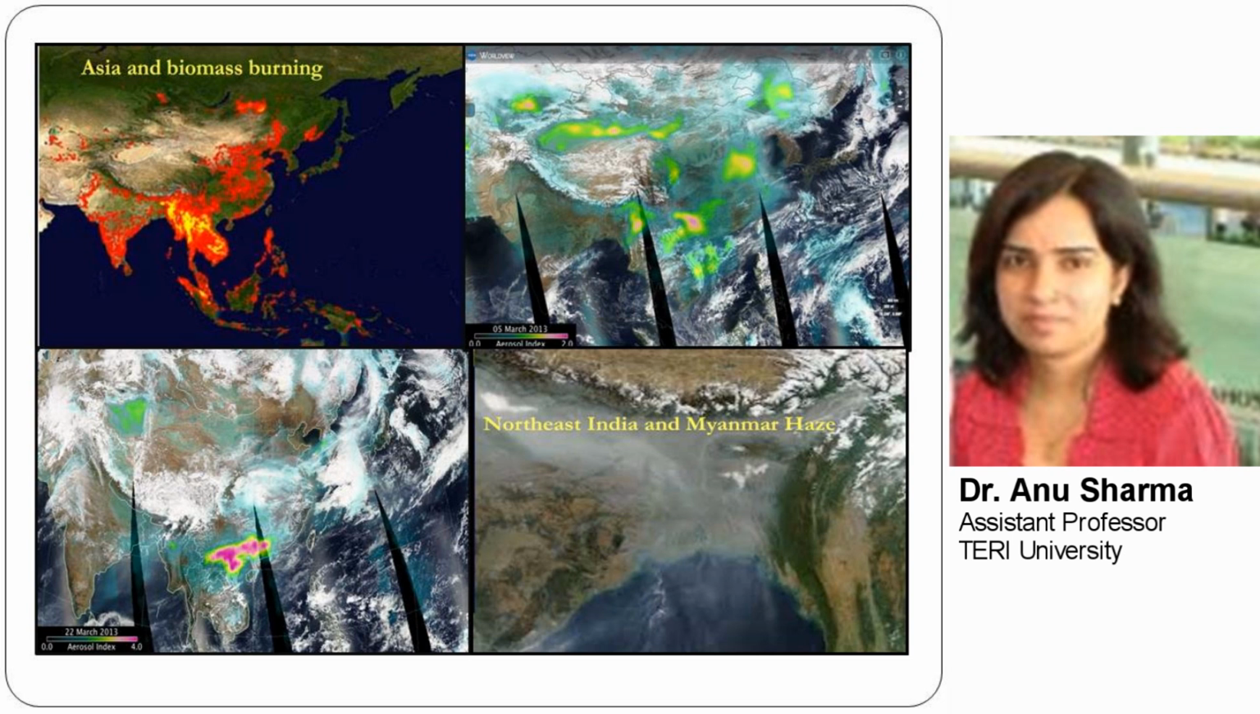Here, if you see the thick white color, that is fog, and then how the smoke is spreading all over India upward towards the Bay of Bengal. All those transports, all those data sets, I can certainly access from satellite remote sensing. So this is the beauty of this technology.